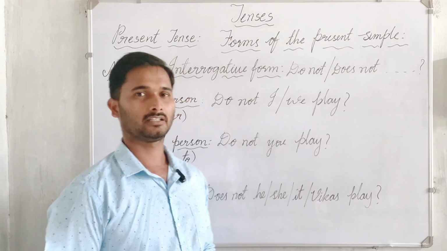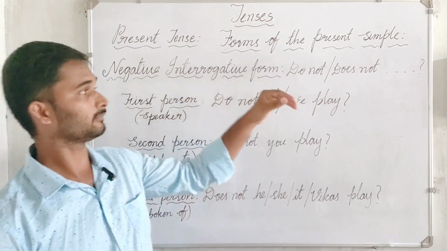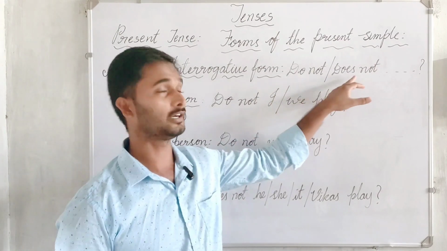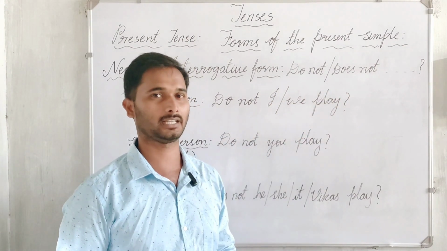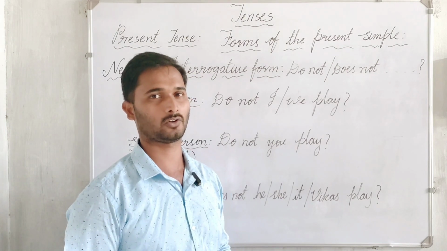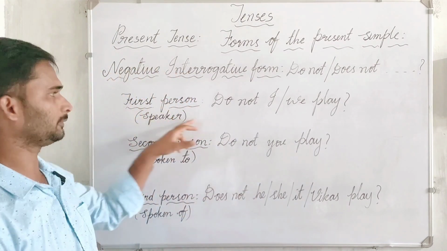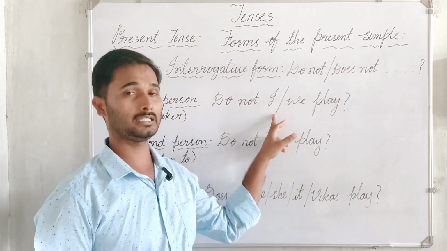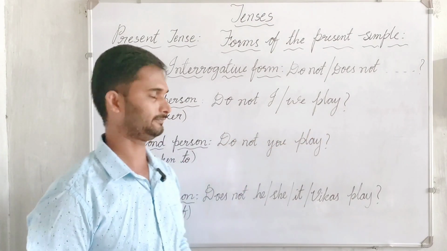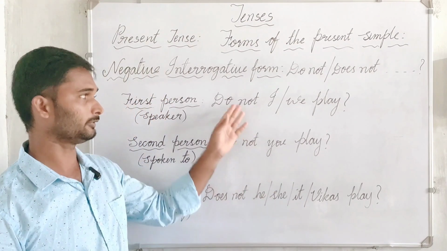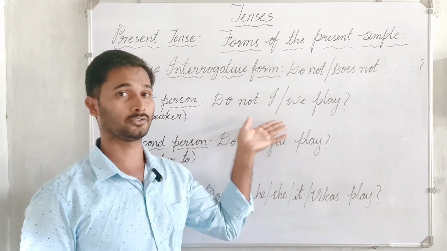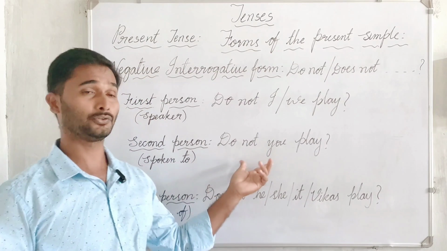Present indefinite negative interrogative form. The formula is do not or does not, subject plus first form of the verb plus object and an interrogative mark, question mark we call it. Some examples: first person, do not I or we play. Second person, do not you play. The short forms you can also take: don't I play or don't we play. The second person, don't you play.